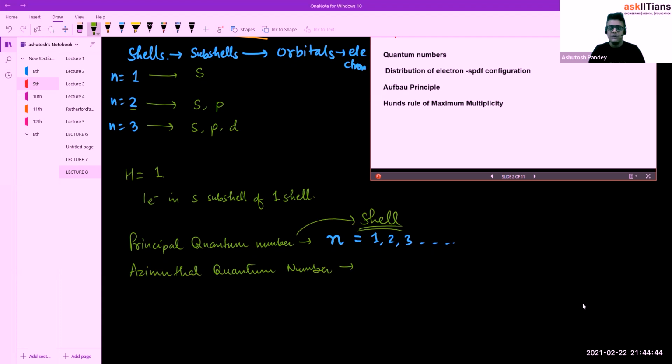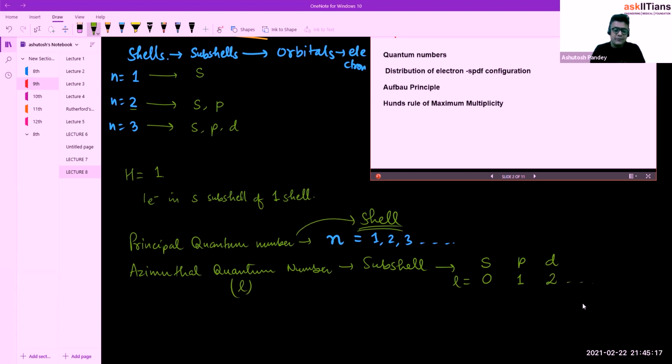Azimuthal quantum number is going to tell us about the subshell in which the electron resides. So for subshell, if the electron is present in s subshell, then it will have a value of 0. It is represented by small l. So l will have a value of 0. If the electron resides in p subshell, then the value of l will be equal to 1. If the electron resides in d subshell, then the value is 2, and so on.